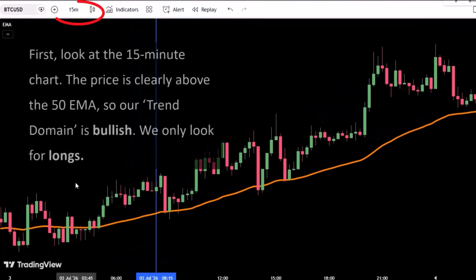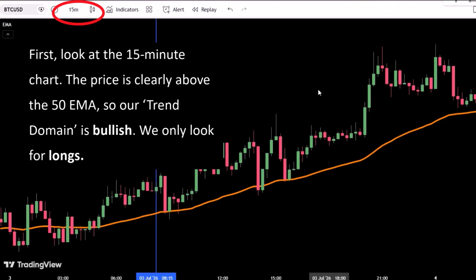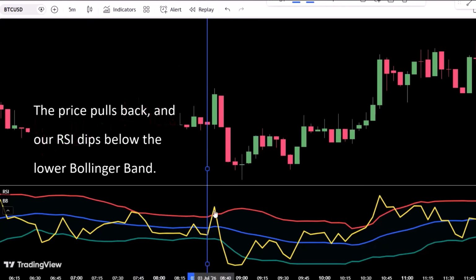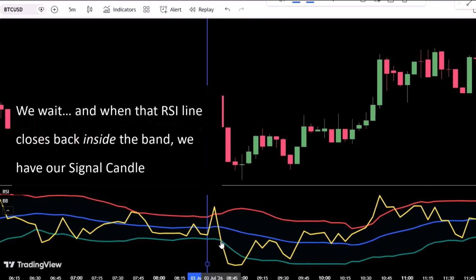First, look at the 15-minute chart. The price is clearly above the 50 EMA, so our trend domain is bullish. We only look for longs. Now switch to your 5-minute chart. The price pulls back and our RSI dips below the lower Bollinger Band. We wait, and when the RSI line closes back inside the band, we have our signal candle.